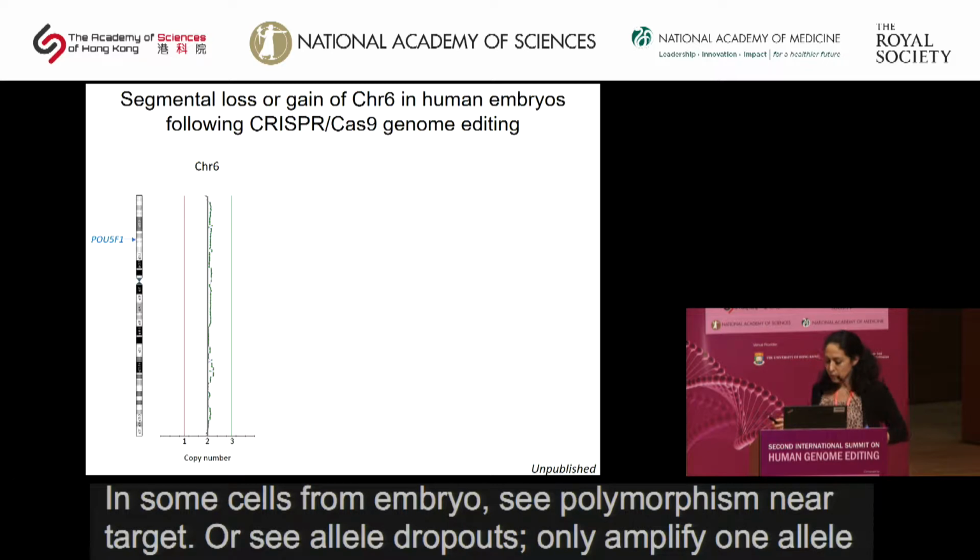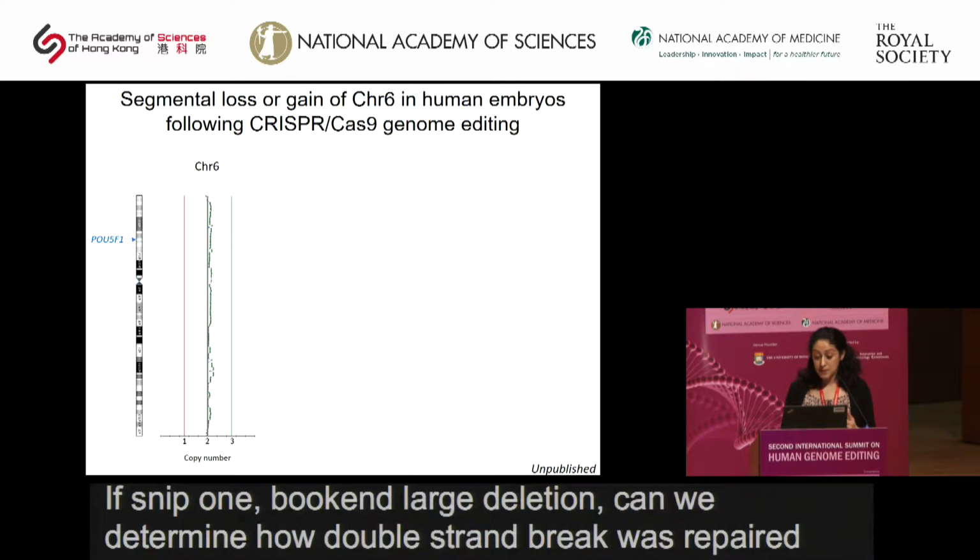In addition, we've been performing whole genome DNA sequencing on single cells isolated from the OCT4 targeted embryos. And in some of the OCT4 targeted embryos, we're able to detect 2 copies of chromosome 6, which is where the POU5F1 or the OCT4 locus is.